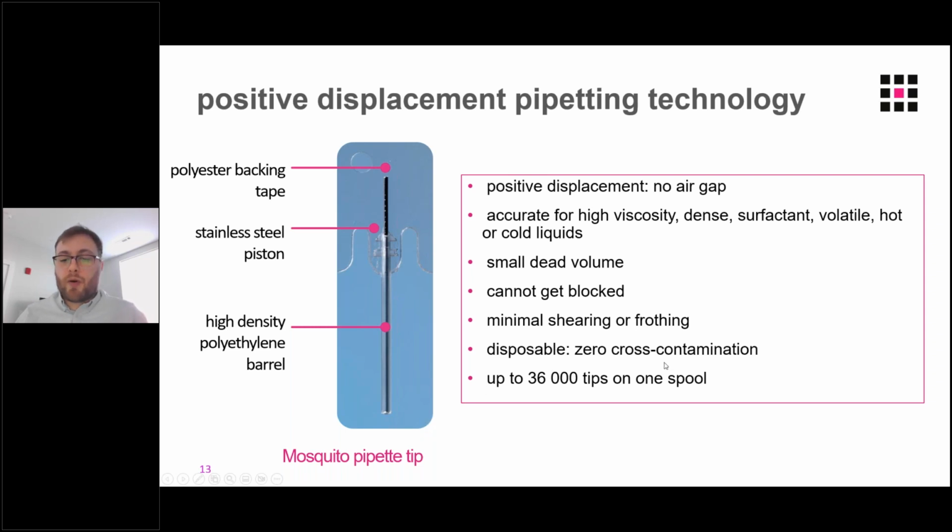They are also disposable. Mosquito tips travel through the machine on a one-way track, so once they are used, they leave the machine. There is no chance of cross-contamination. And you don't need to replenish them very often, as there are up to 36,000 tips on one spool.